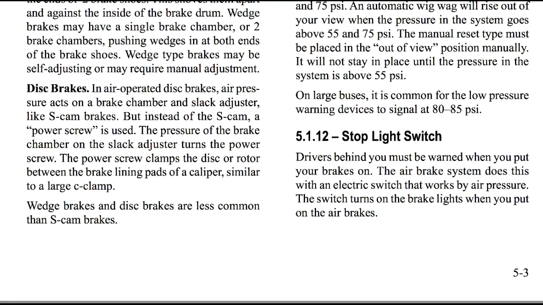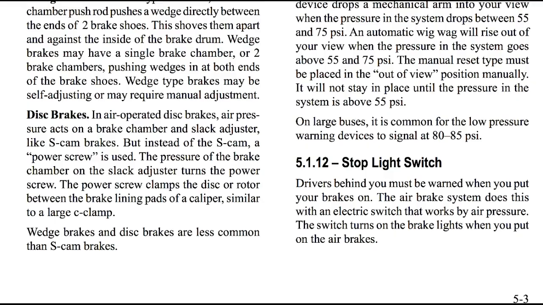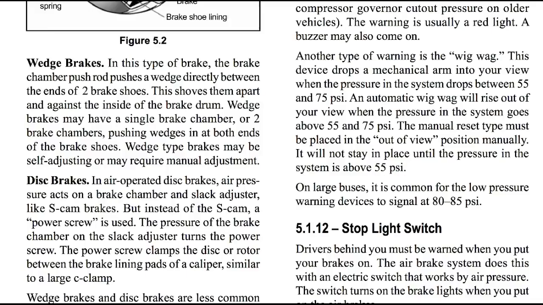Disc brakes. In air-operated disc brakes, air pressure acts on a brake chamber and slack adjuster like an S-cam brake. But instead of the S-cam, a power screw is used. The pressure of the brake chamber on the slack adjusters turns the power screw. The power screw clamps a disc or rotor between the brake lining pads of a caliper, similar to a large C-clamp. Wedge brakes and disc brakes are less common than S-cam brakes.